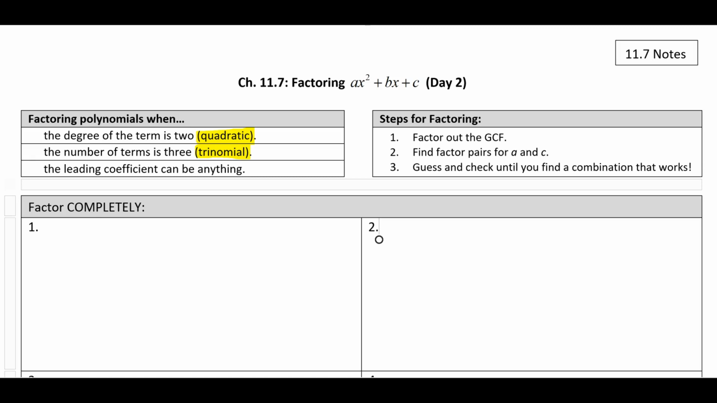Our steps for factoring are also the same. You're going to start by factoring out the greatest common factor. And it's important that you remember this step, so you might want to highlight, star, underline, do something to call your attention to step 1, factor out the greatest common factor. Then you find your factor pairs for a and c. So remember, your a is the coefficient of x squared, and your c is typically the constant. Then you're going to guess and you're going to check until you find a combination that works. And you must check. Okay, it is very important that you constantly are checking your answers to see if they're correct.